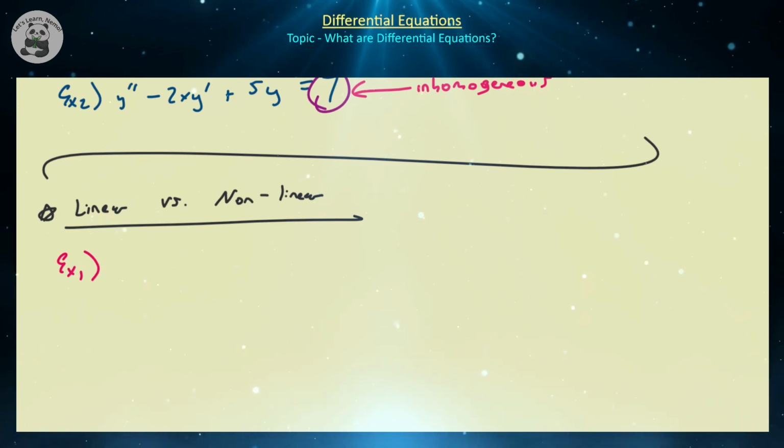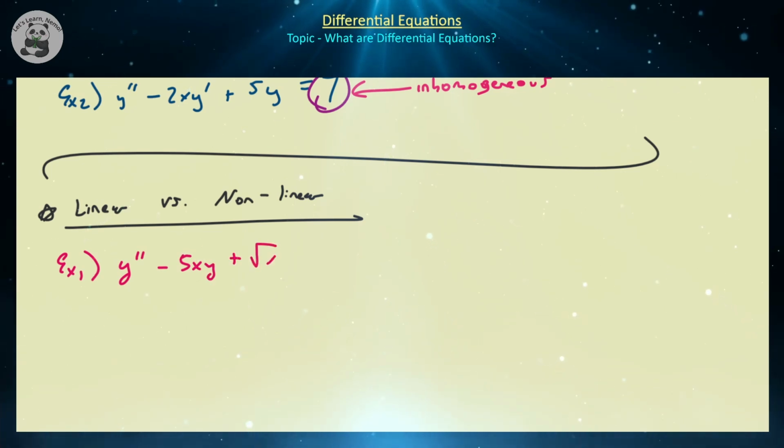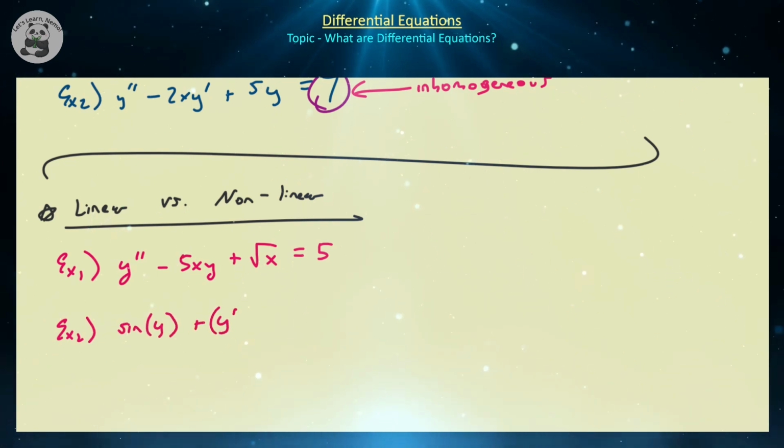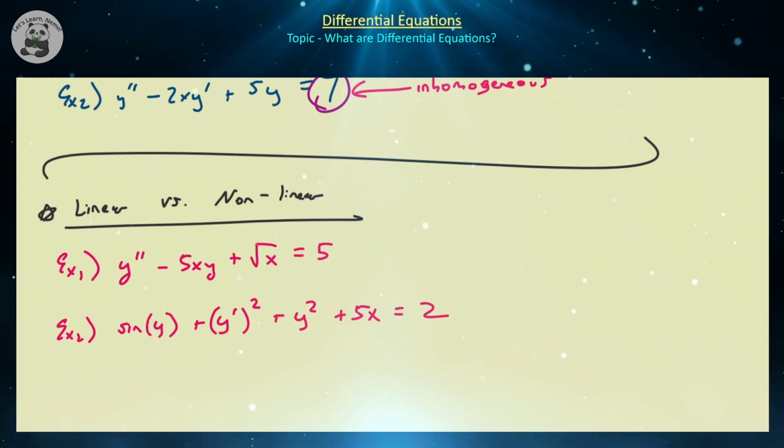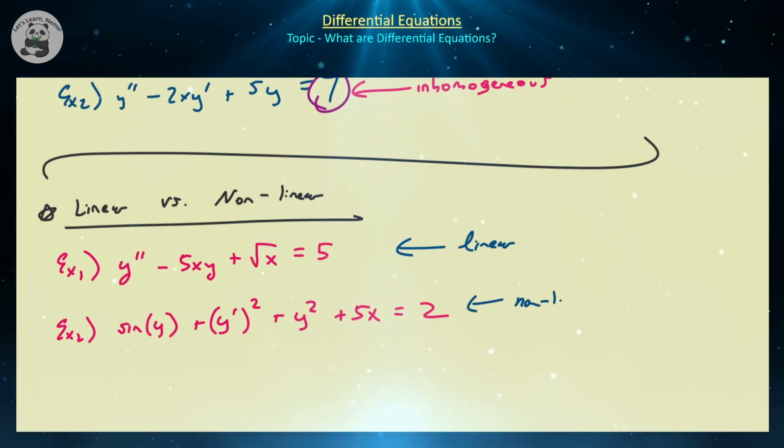So let's see if you can pick up the difference between a linear versus nonlinear differential equation. So let's look at y double prime minus 5xy plus the square root of x is equal to 5, and the sine of y plus y prime squared plus y squared plus 5x is equal to 2. One of these is linear, the other is not. Can you take a guess of which one is the nonlinear one? So the first equation would be the linear differential equation, and the second will be the nonlinear differential equation.